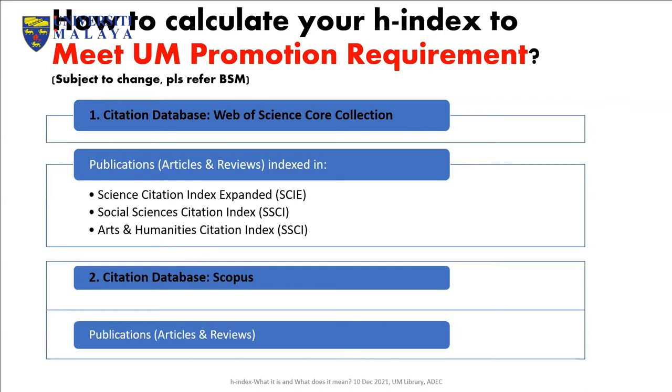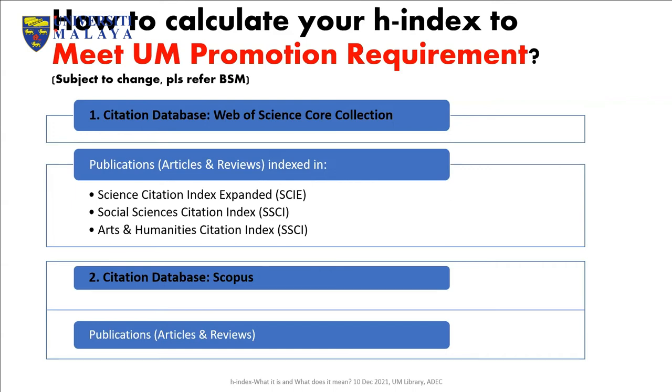And when we refer to publications, we only refer to articles and reviews. If you publish editorial materials, book reviews, meeting abstracts, or conference proceedings papers indexed in Web of Science, they will not be considered as publications when it comes to promotion.